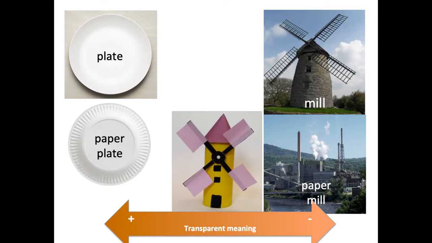Now, one clue that can help you is the translation into French. In English, a paper plate in French is une assiette en carton, whereas a paper mill is une papeterie or une minoterie. And the fact that there's just one word to translate paper mill into French, I mean, papeterie, minoterie are just made up of one word, shows you that it's more likely to be a compound than assiette en carton, which is made up of three words and tells you that it's not really a compound. Although this clue does not always work, it can still be useful.